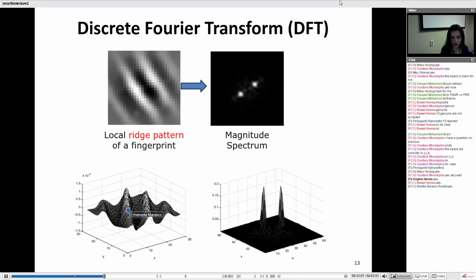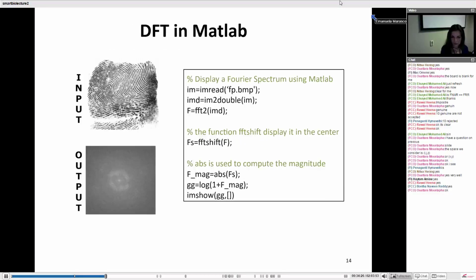This is 2D. We can also see in 3D what happens, from the spatial representation of the local ridge pattern area, and then the magnitude spectrum. So these are the two peaks that we are considering, where the values of the frequency components are maximum, because this is a magnitude spectrum. So these are the values here.